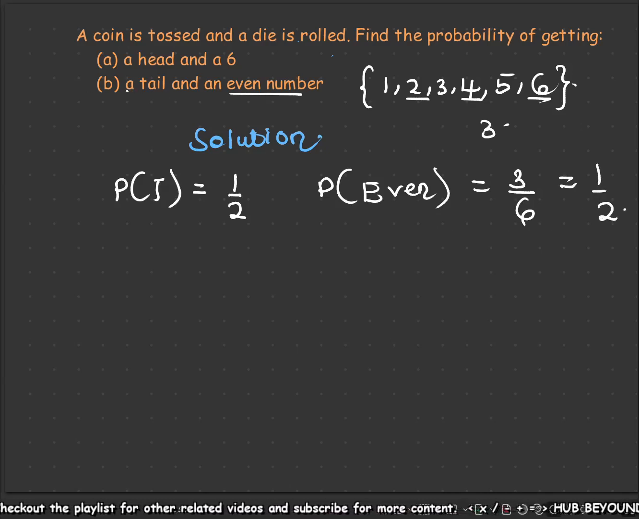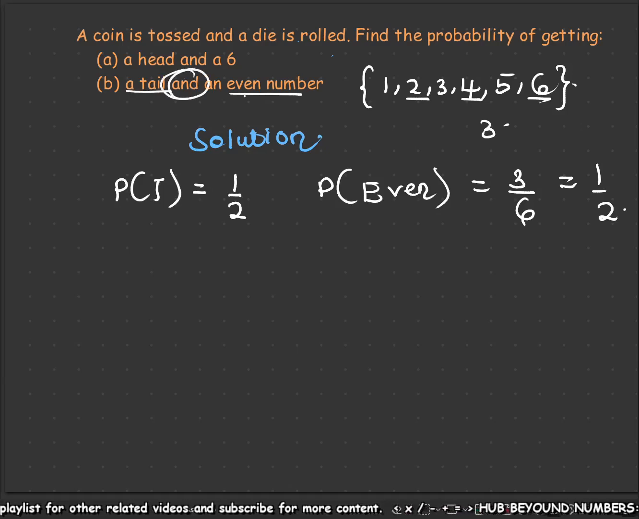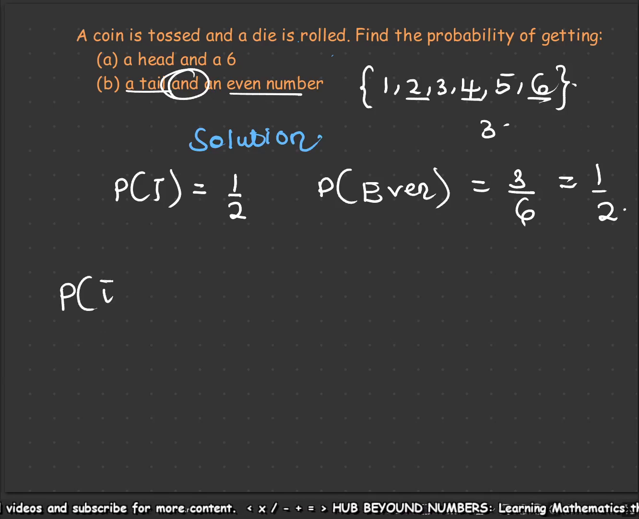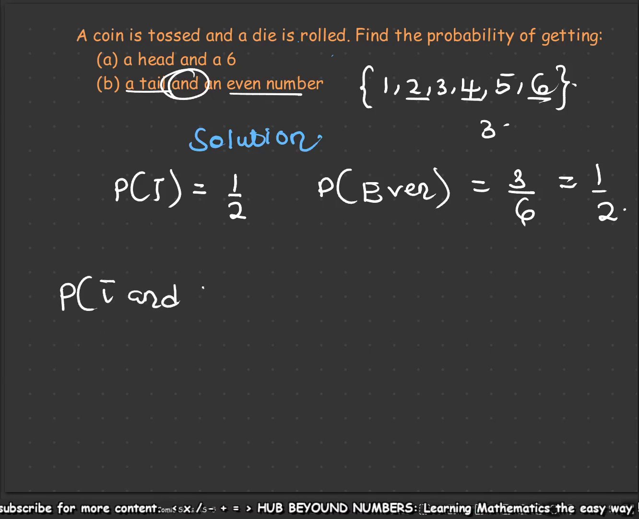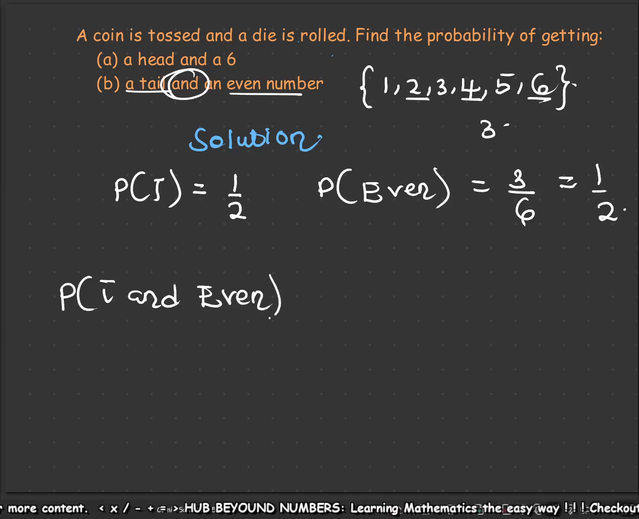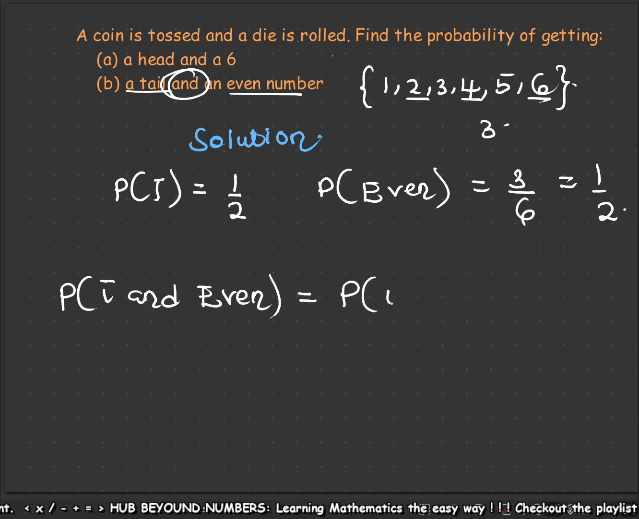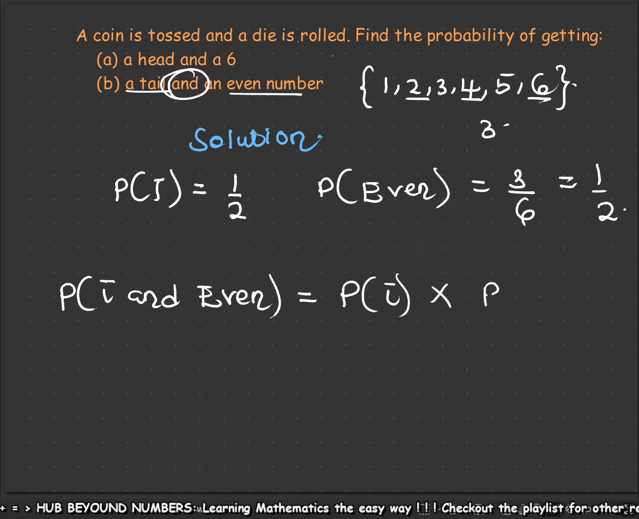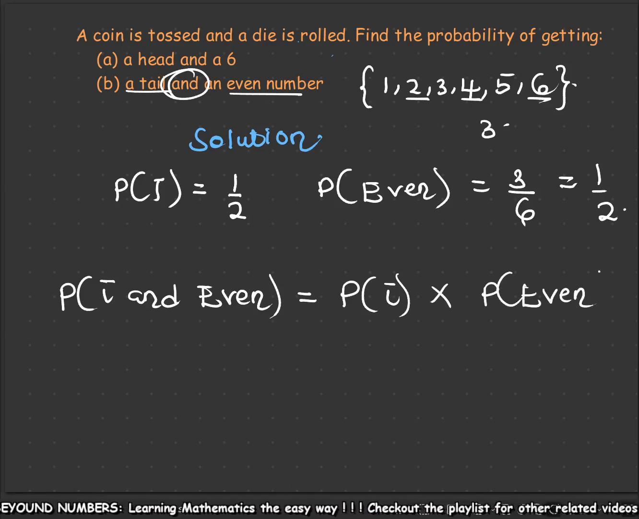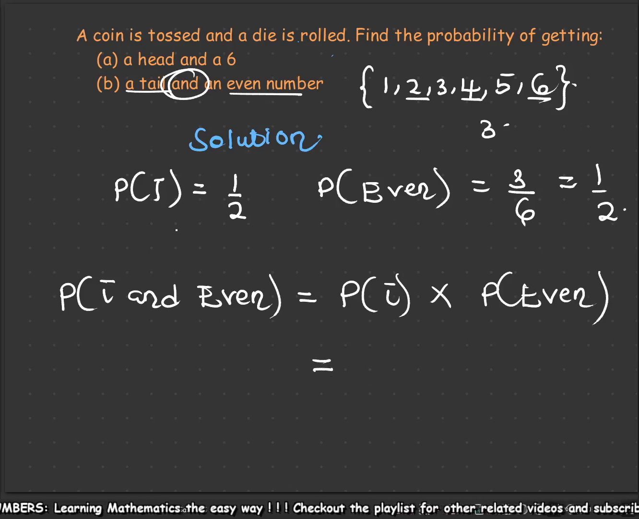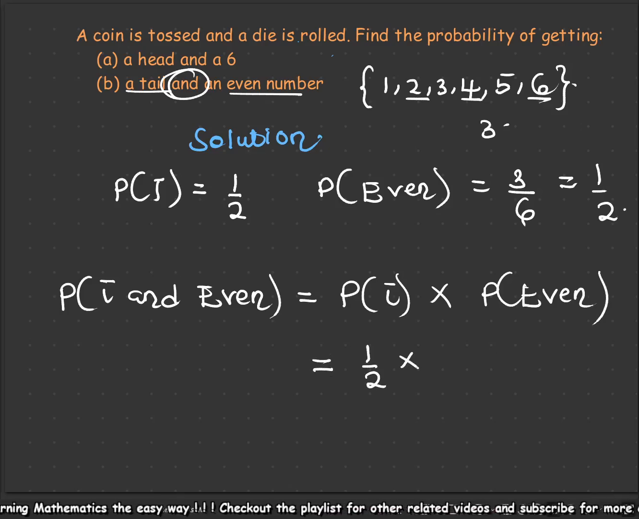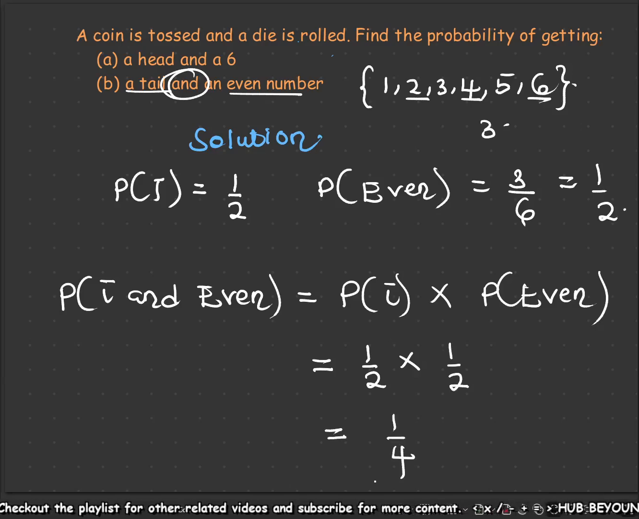But our question is a tail and an even number. So we say the probability of getting a tail and an even number is going to be the probability of getting a tail times the probability of getting an even number. And we know the probability of getting a tail was 1 over 2. So times the probability of getting an even number, which is also what? 1 over 2. And multiplying that gives us what? A 1 over 4. Straightforward, right?